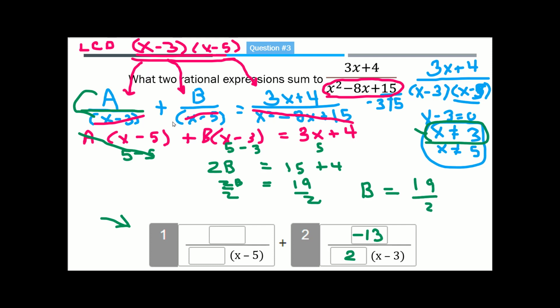And I'll go back up to where I put B. Put B over x minus 5, and then we'll combine those in our answer. 19 over 2.